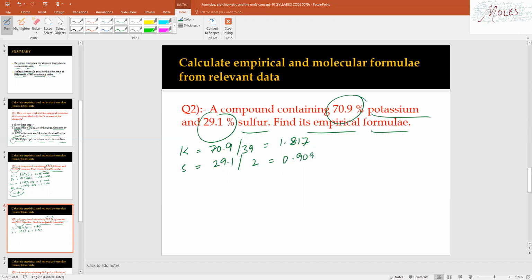The answer obtained would be 0.909. Now divide the moles obtained by the least value, least number. Here 0.909 is the least number. So for potassium, 1.817 divided by 0.909. The answer will be 1.998. It will be rounded off to 2. What about sulfur? In this case, we will get 1. Therefore, the empirical formula would be K2S.